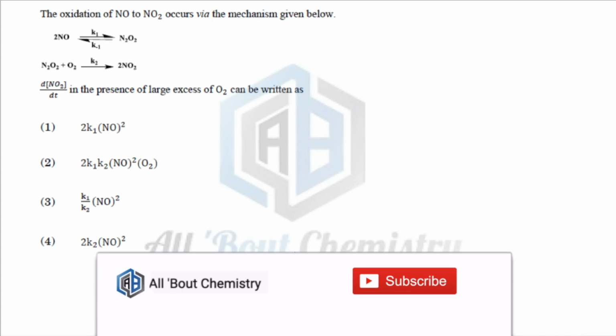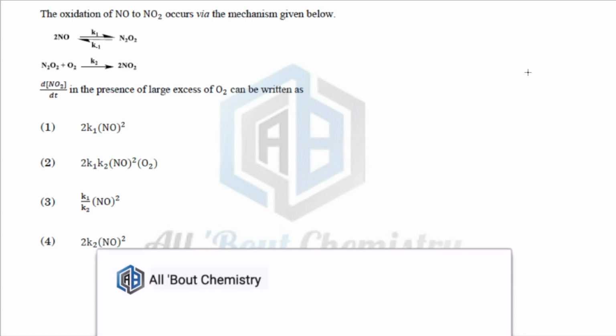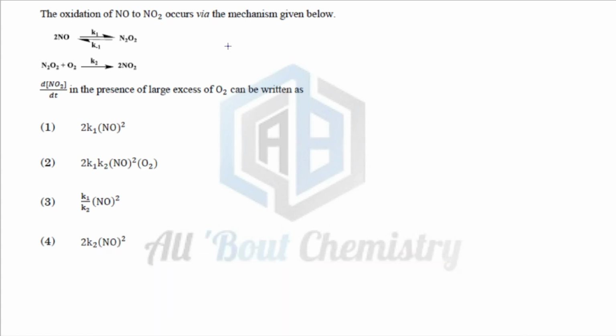Alright, so let's talk about this particular question, which says that the oxidation of NO to NO2 occurs via the mechanism. The mechanism is given to us. The first step is a reversible step. The second step is a unidirectional step, and it says that d[NO2]/dt in the presence of a large excess of O2 can be written as.